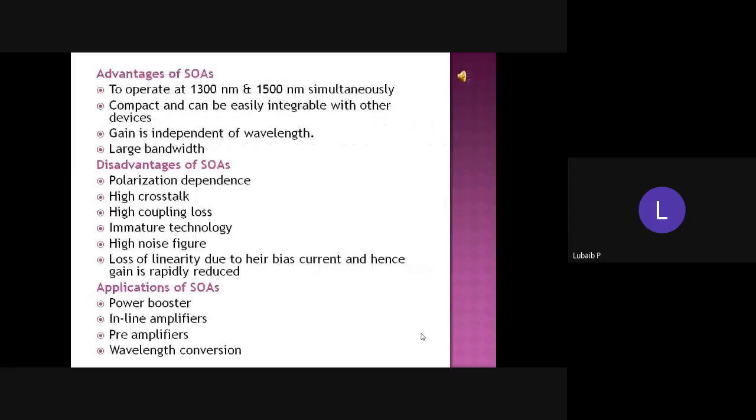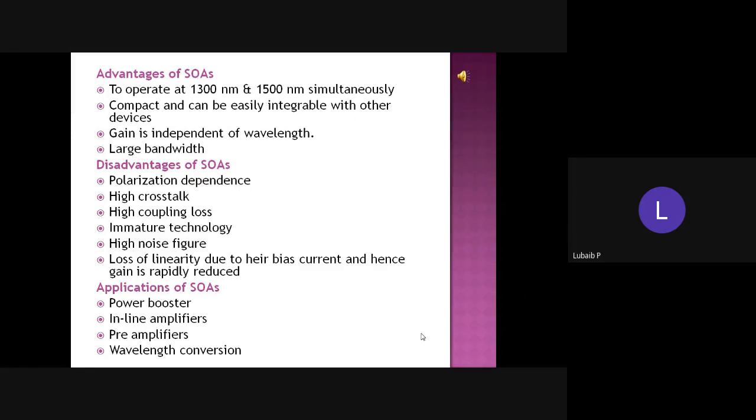These are the advantages of semiconductor optical amplifiers. They can operate at 1300 nanometers and 1500 nanometers simultaneously. They are compact and can be easily integrated with other devices. Another important thing is that the gain is independent of wavelength and has a large bandwidth.